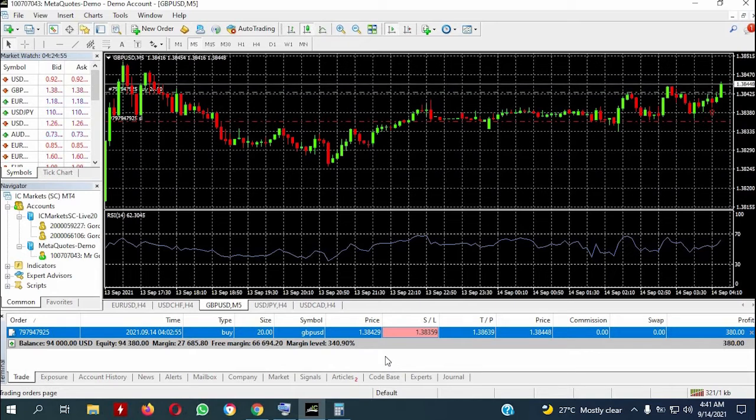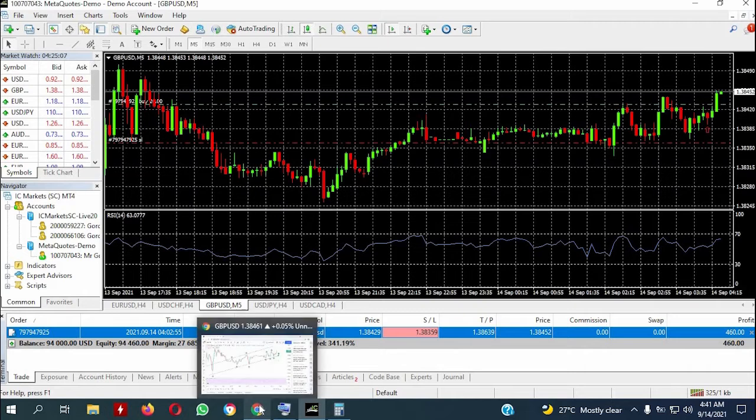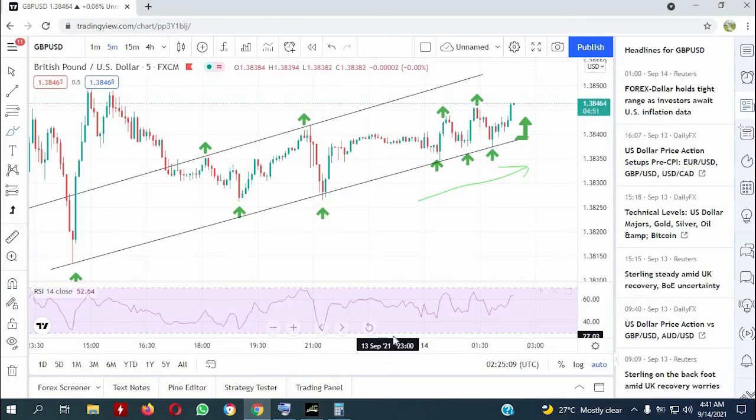Remember, I'm on the 5-minute time frame. Every 5 minutes a candle is formed. So I'm waiting on this candle. There you go. The candle closed higher than the last higher high, which is a good signal. Back to TradingView.